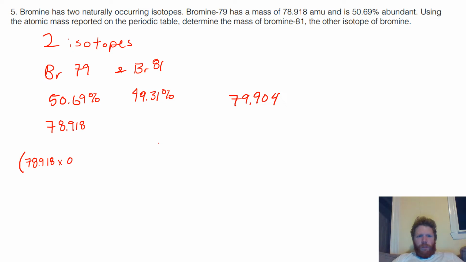78.918 times 0.5069 plus our unknown, which I'm just going to say is A, times 0.4931 equals 79.904. So the way that we want to approach this is by multiplying 78.918 times 0.5069. That comes out to be 40.004.